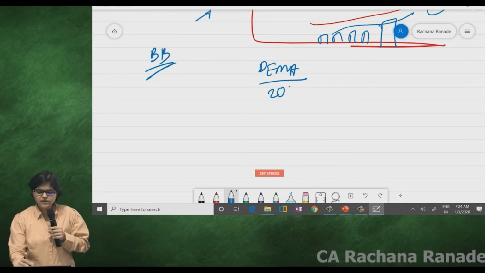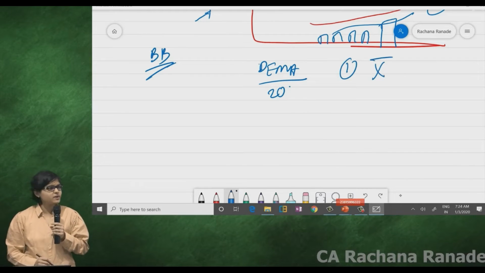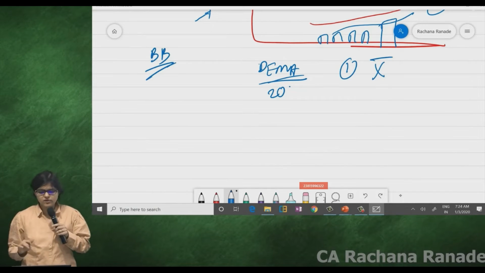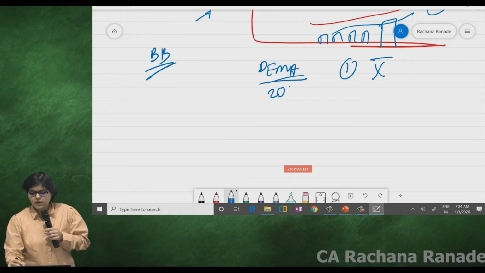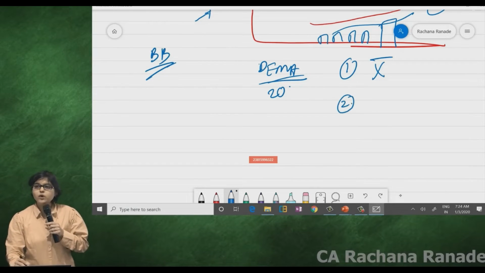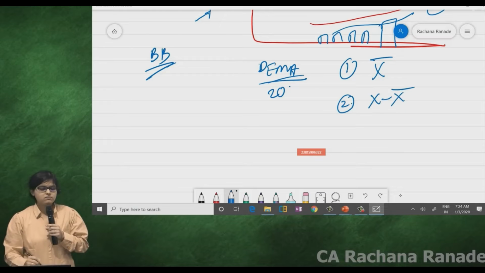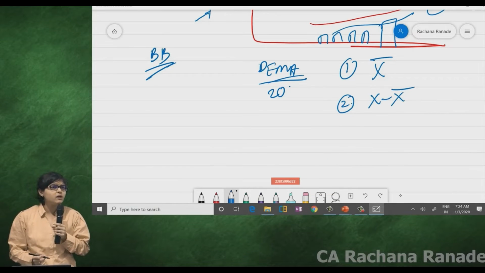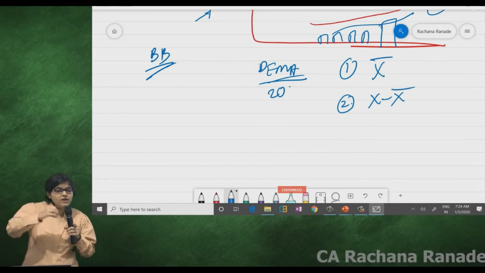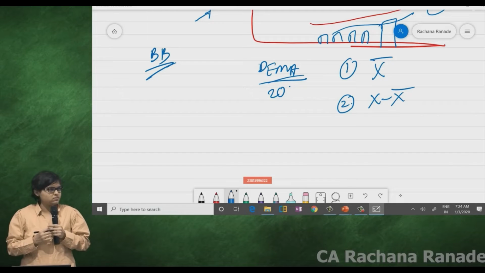So what do you do? Step number 1 is calculate X bar. What is X bar? Average. And that is nothing but DEMA. It could be a simple average or it could be an exponential moving average. First of all, we'll calculate DEMA. So that is X bar. Number 2, we calculate X minus X bar. In short, what are we calculating? Deviation from the standard.